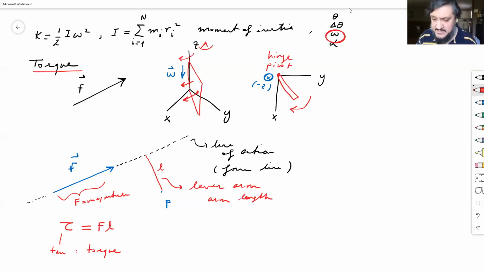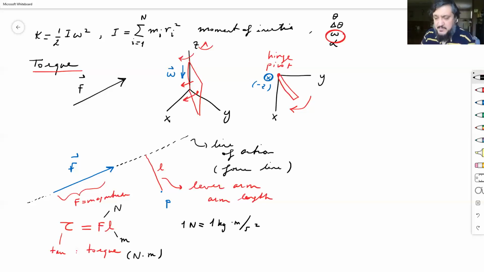Okay, a new physical quantity, having the dimensions of force times distance. Let's look at the unit now of this quantity. Force in newtons, length in meters, in SI unit system. So the unit will be newton meters. If you want to find out the dimensions of it, remember one newton is from F equals ma, right? So one newton is 1 kilogram meters per second squared.